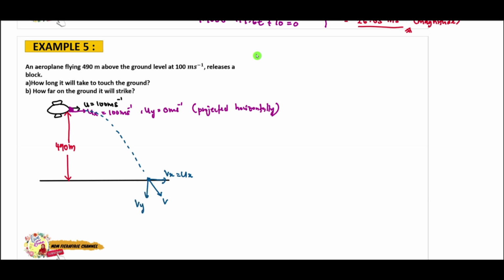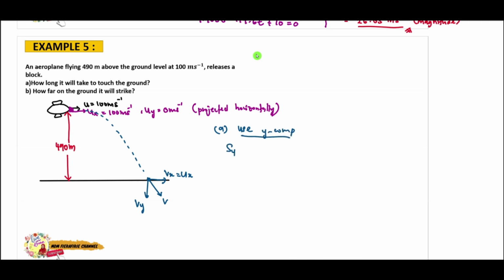Okay, so soalannya, how long it will take to touch the ground? Berapa lama masa diambil untuk sampai ke, untuk cecah sampai ke tanah tu kan? Okay, so kita nak guna formula apa? Okay, so for question A, I will use formula from Y component.